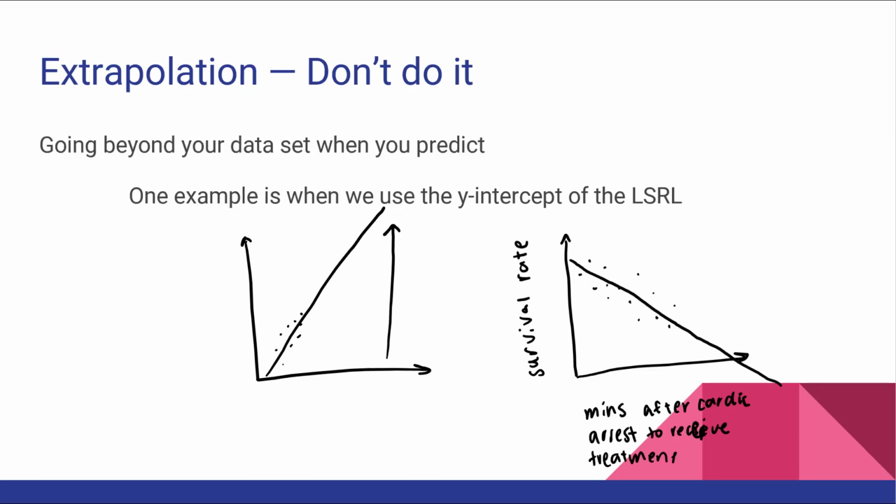So to the right here, I have an example of when extrapolation can be super inaccurate and dangerous. So we have a scatter plot of the relationship between the minutes after cardiac arrest that someone receives treatment and then their survival rate.